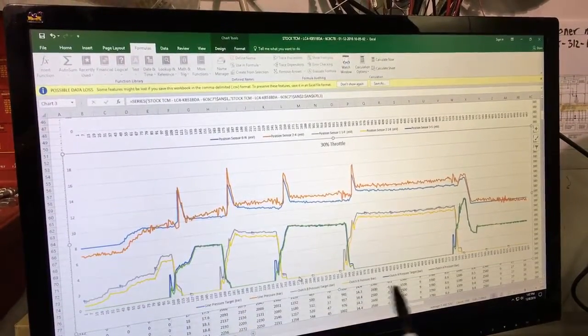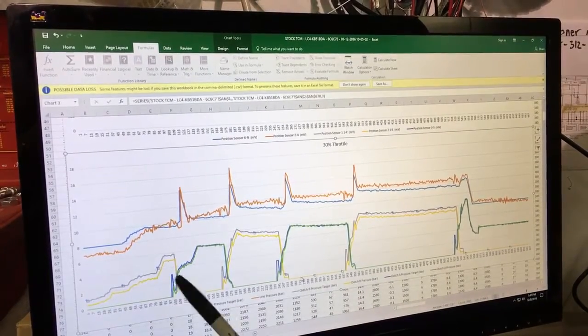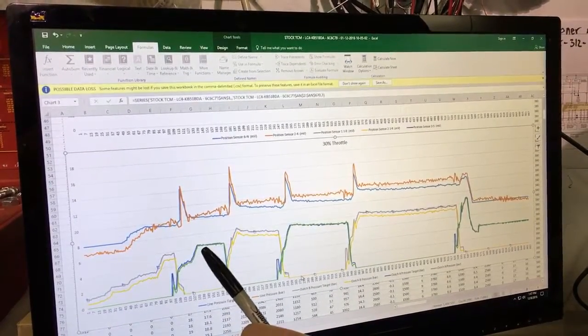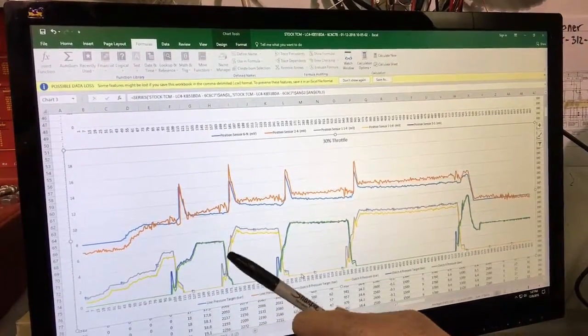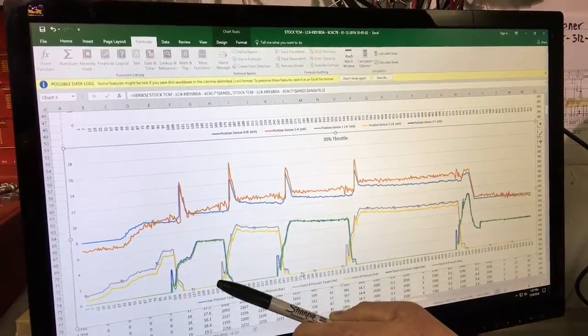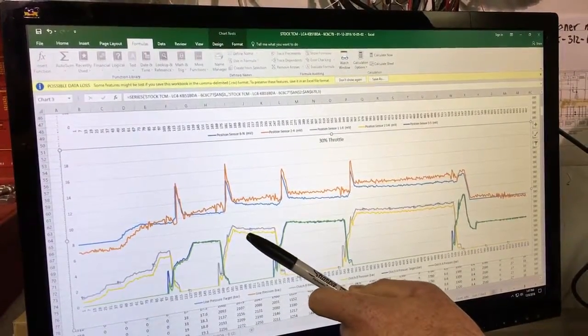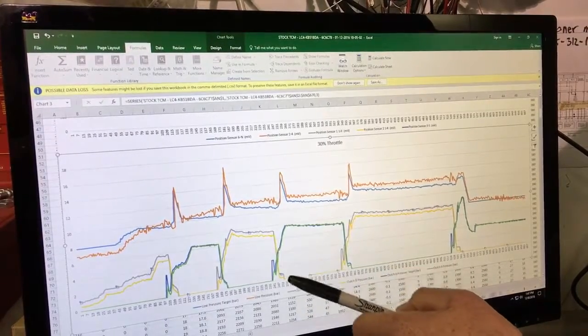We have blue is target, and then green is actual. So for clutch A, you can see it's following it absolutely perfectly, just overlapping each other, really nice. So I shift out of second into third. We have a nice crossover. Have a little bit of a blip there. It's following perfectly all the way through.